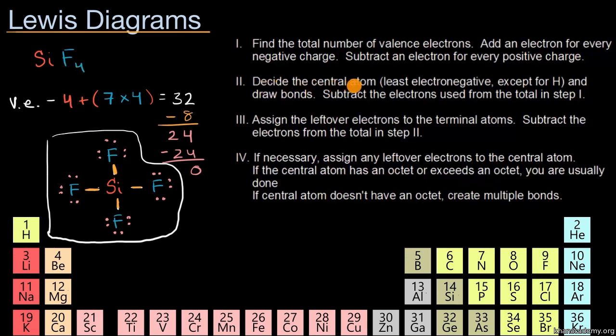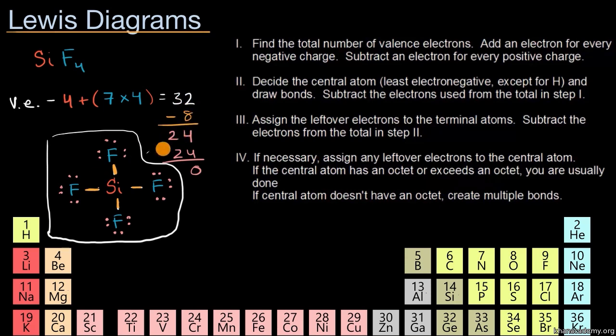Then it says decide the central atom, which should be the least electronegative, except for hydrogen. That's why we picked silicon, because fluorine is the most electronegative atom. And then we drew the bonds. We saw that the bonds accounted for 8 electrons, and we subtracted those electrons from the total in step 1. And that's just to keep track of the number of valence electrons that we are accounting for. And then we had 24 left over.